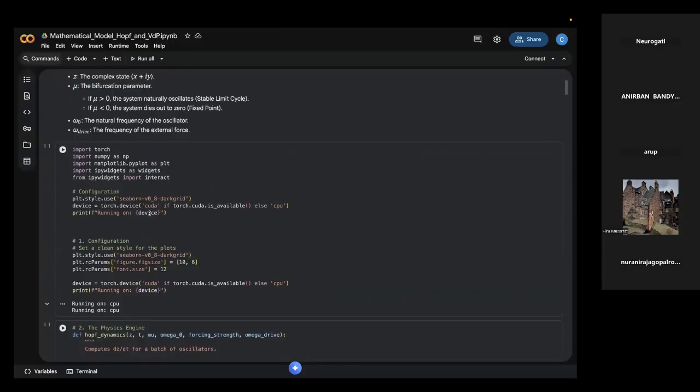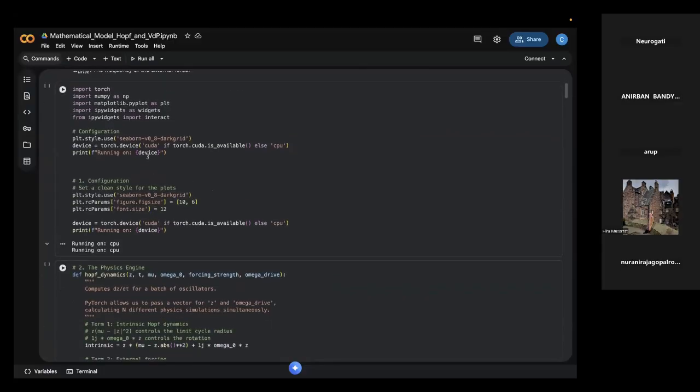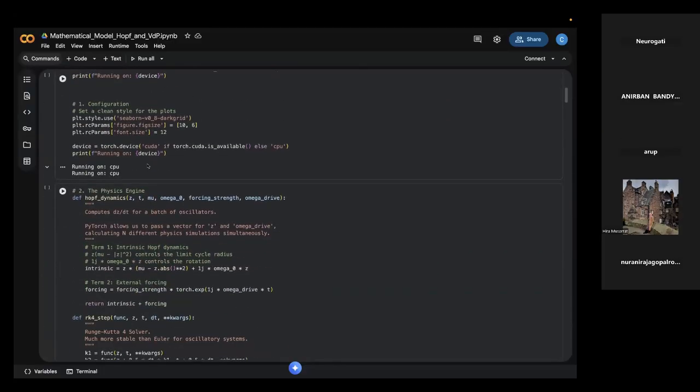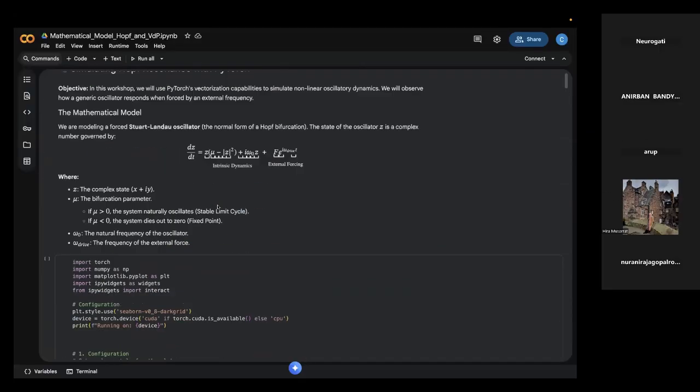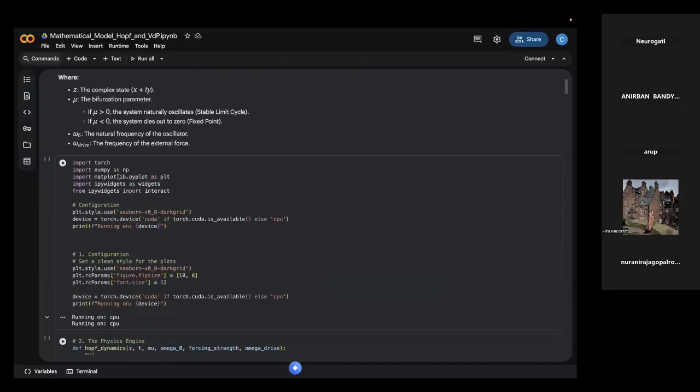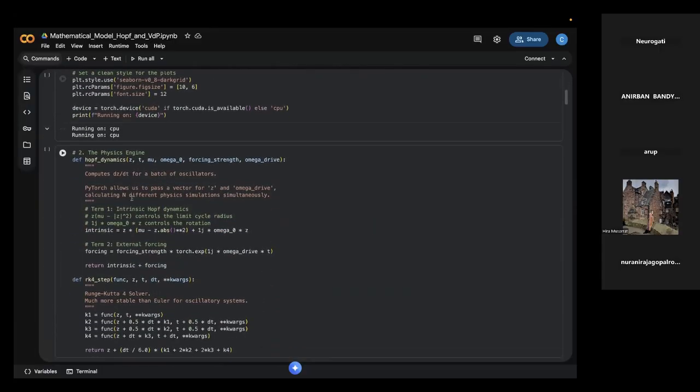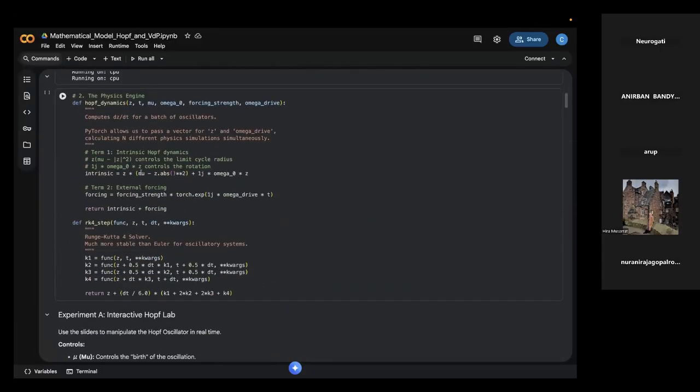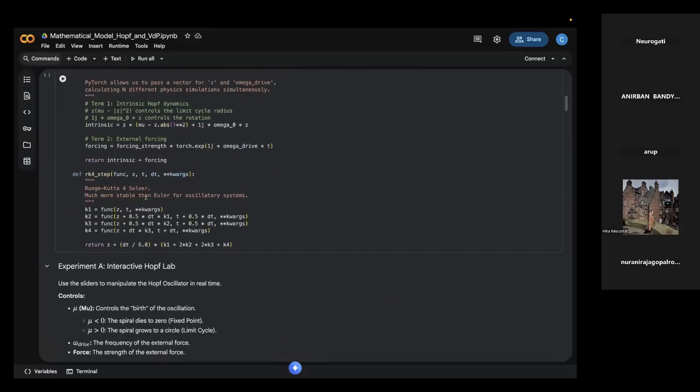And the rest of it is just so that we can simulate the ideas. So I'm not going into detail. Anirban has already discussed this primarily, but these are the libraries that are required: Torch, NumPy, and so on. The Hopf dynamics is actually the Hopf oscillator differential equation. RK4 is a numerical technique that Anirban mentioned that can be used to solve such differential equations.